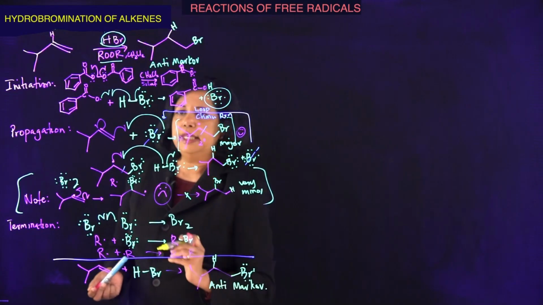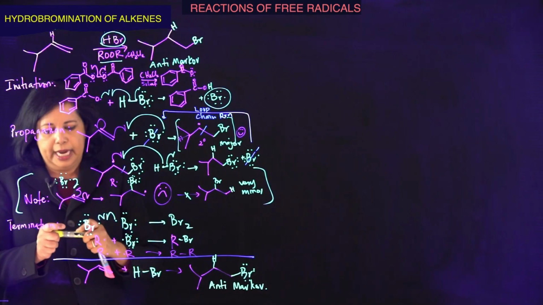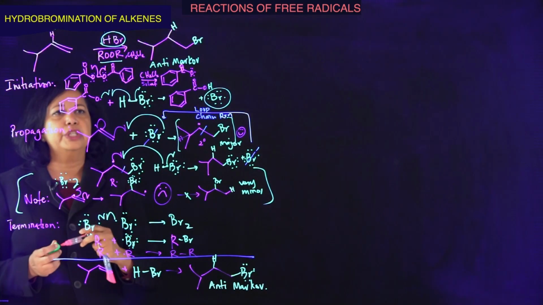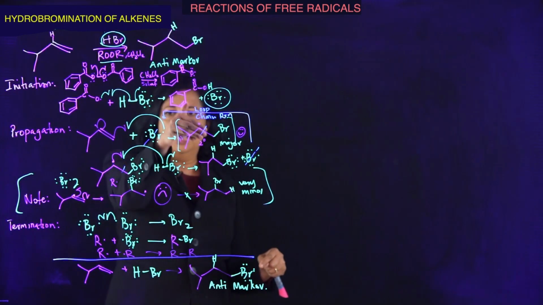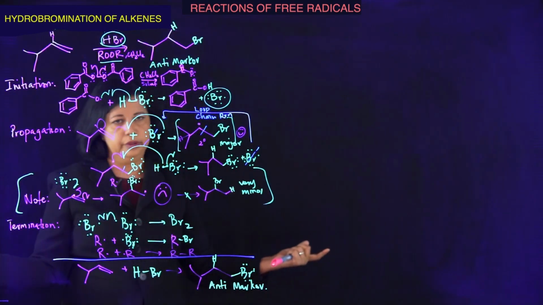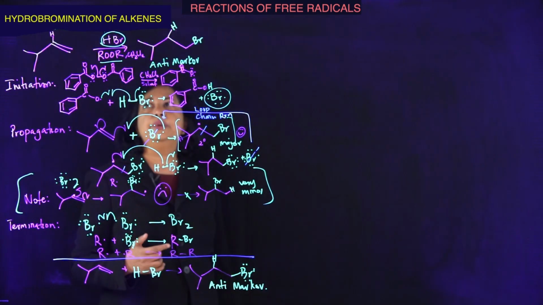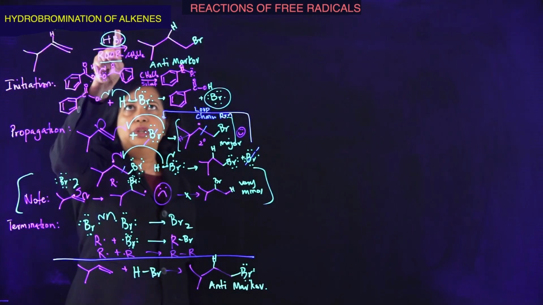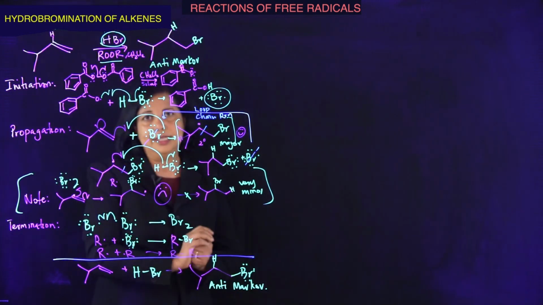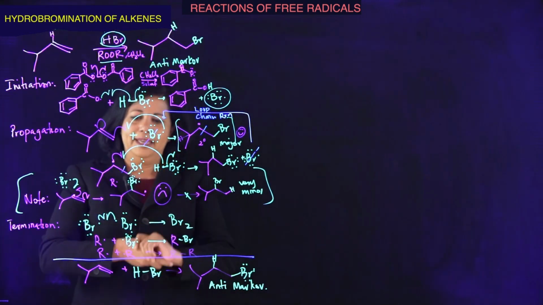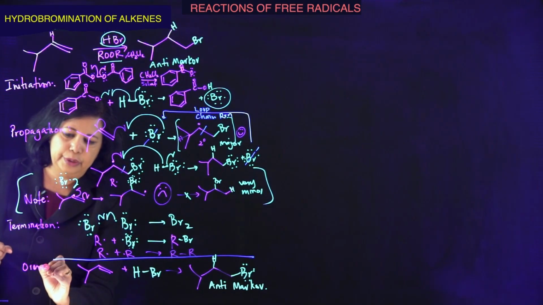Now, can we do this with HCl and HI? One of the steps in those reactions is endothermic, so they don't go as well. Whereas with bromine, both steps, this one and this one, are exothermic. So therefore, this goes like a shot. So whenever you want to do hydrohalogenation of alkenes anti-Markovnikov, choose HBr, not HCl or HI. All right? Okay, so that's your overall reaction, and that's how you do that.